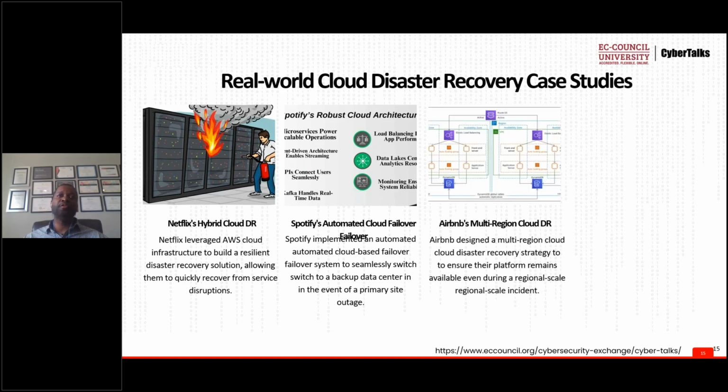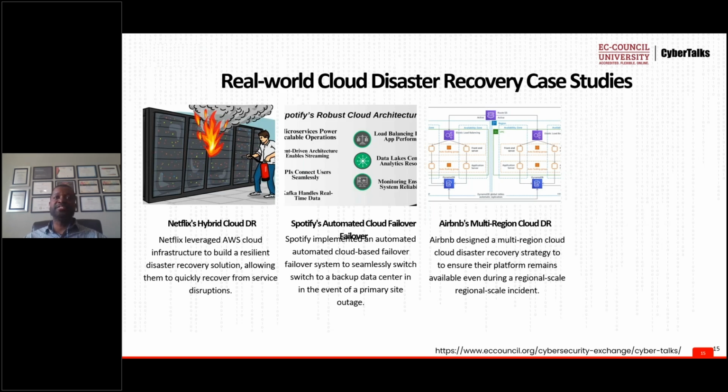Now, Airbnb focused on geographic resilience. They developed a multi-region DR architecture that allows their services to remain live even if one region goes completely offline. This is especially critical for platforms with global user bases and time-sensitive transactions.